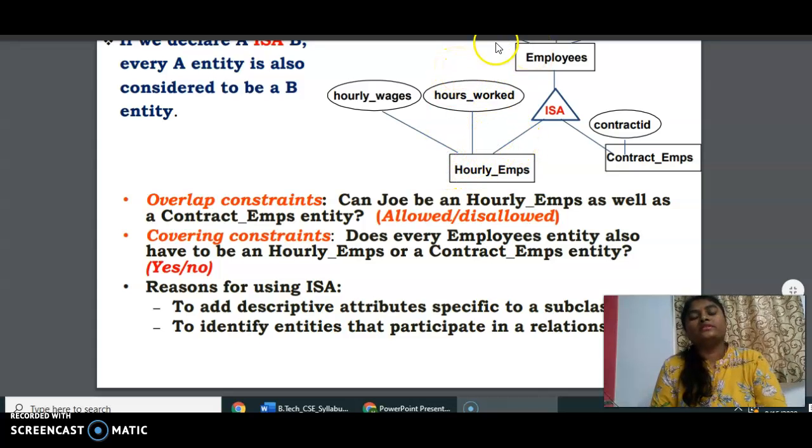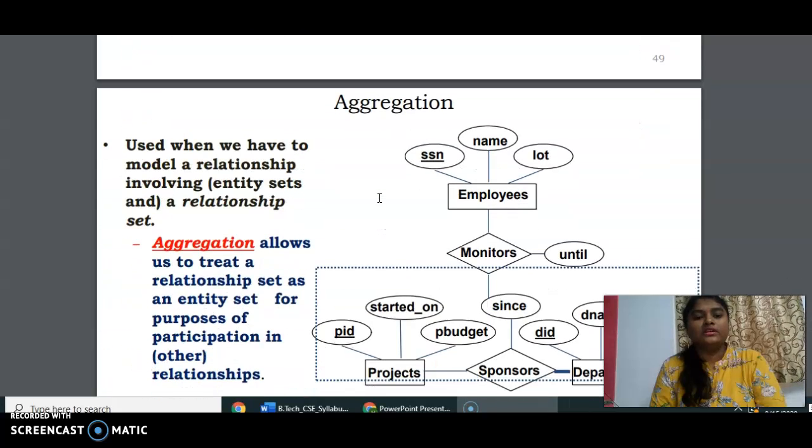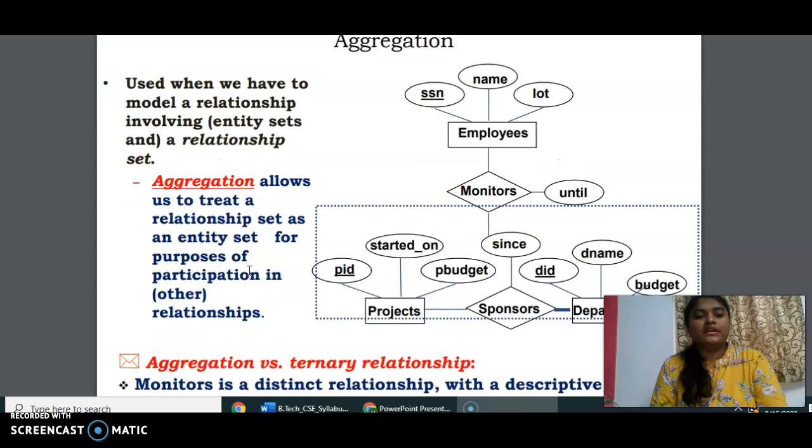Sometimes we will get only employees. So according to the data and the design that you want to do, sometimes you may need to split those employees. Then you can go for the top-to-bottom approach. These are the two constraints that we can use in aggregation. So this is the definition of aggregation: aggregation allows us to treat a relationship set as an entity set, right? We have one more definition just like this.